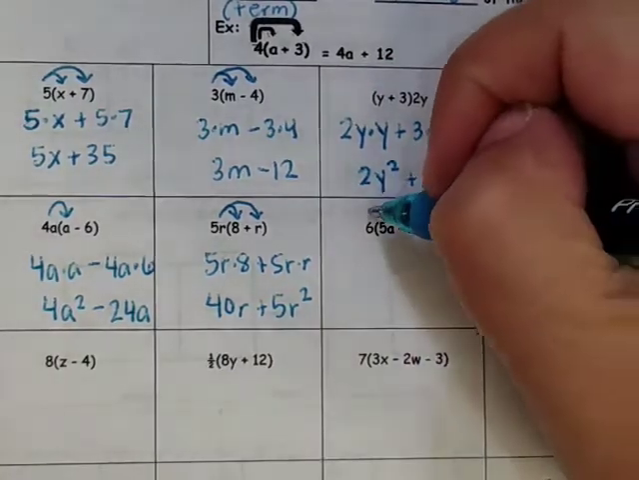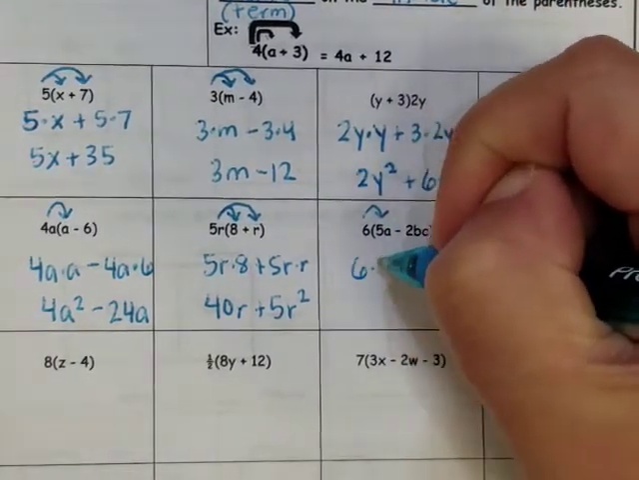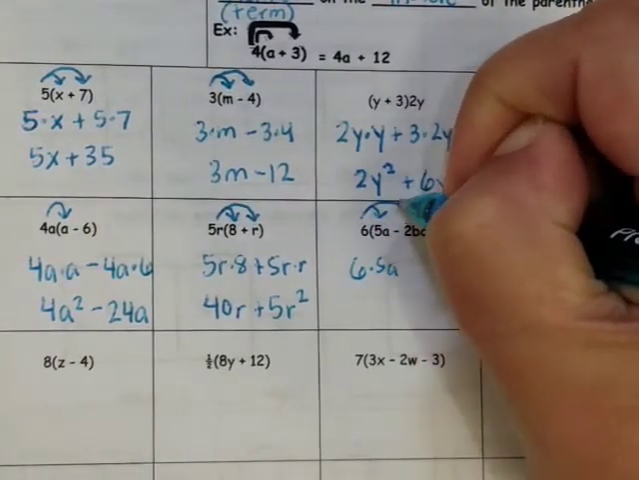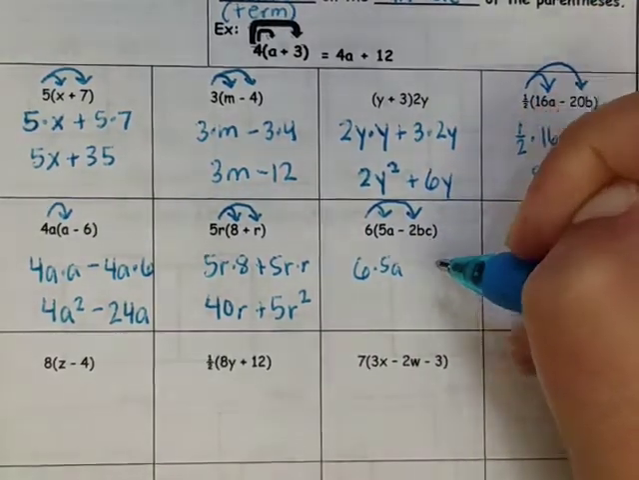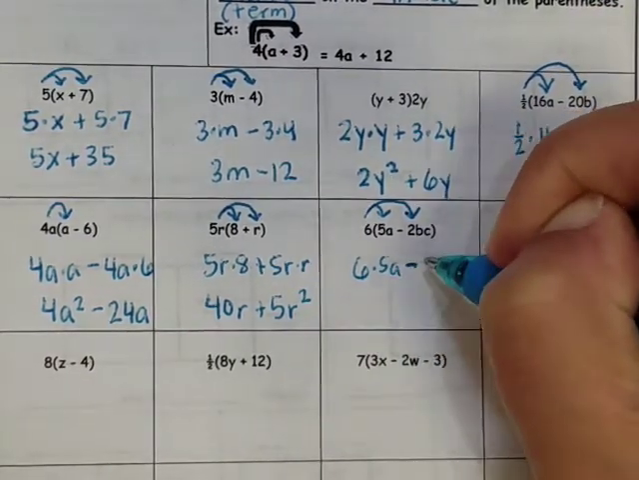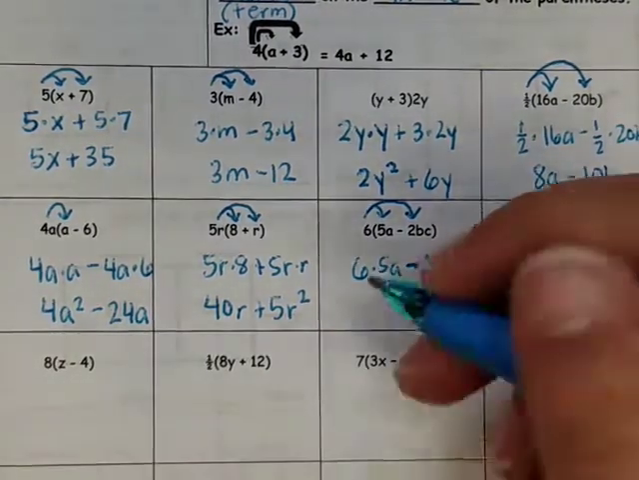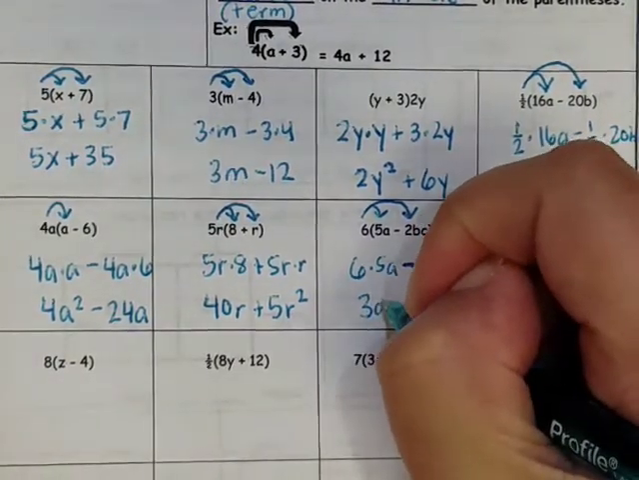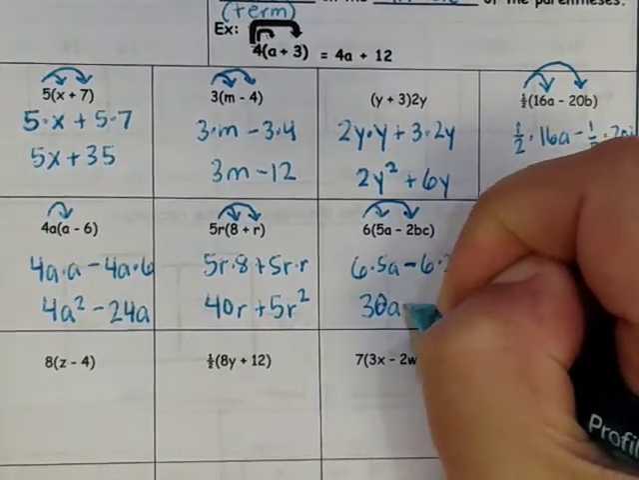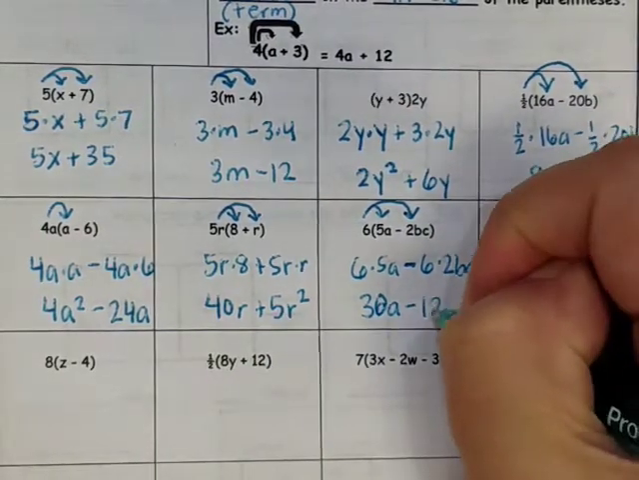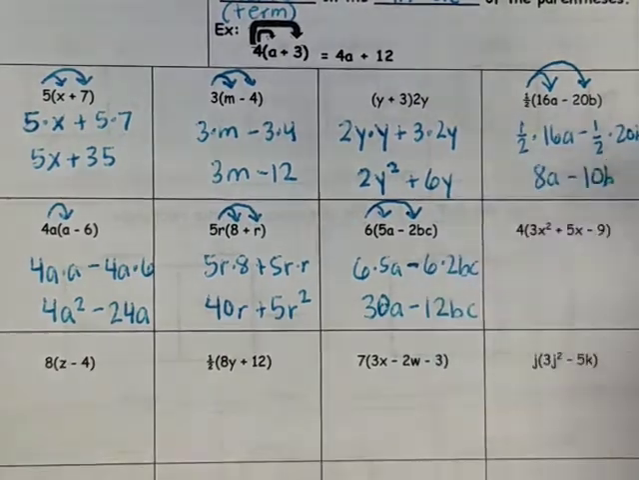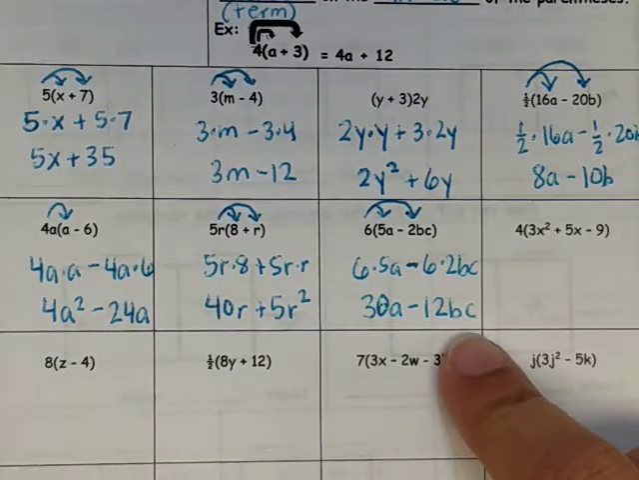6 times 5a and 6 times 2bc. 6 times 5a is 30a minus 6 times 2 is 12, and we still bring down the bc. So those variables stay together.